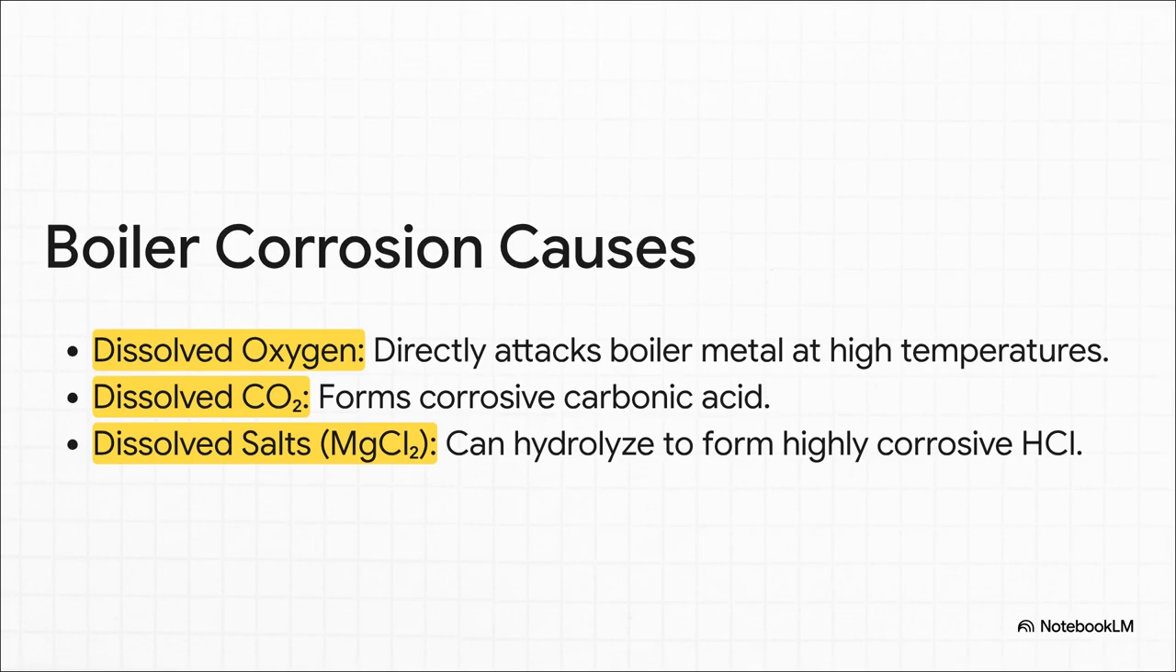And then there's just straight-up corrosion, the boiler literally rusting from the inside out. There are three main culprits. Dissolved oxygen is a big one, especially at high temperatures. Dissolved CO2 forms an acid that eats away at the metal. And some salts can even break down and form incredibly aggressive hydrochloric acid inside your boiler.